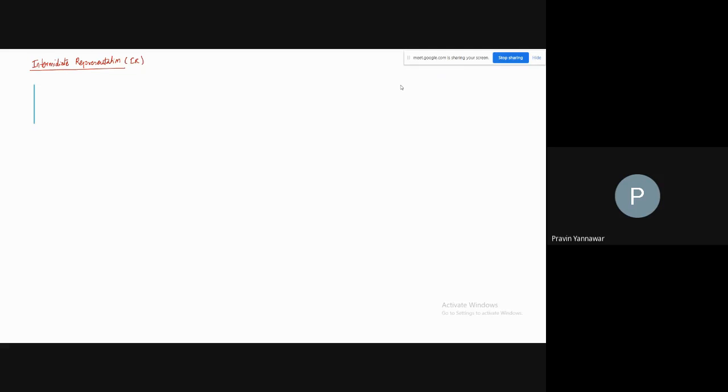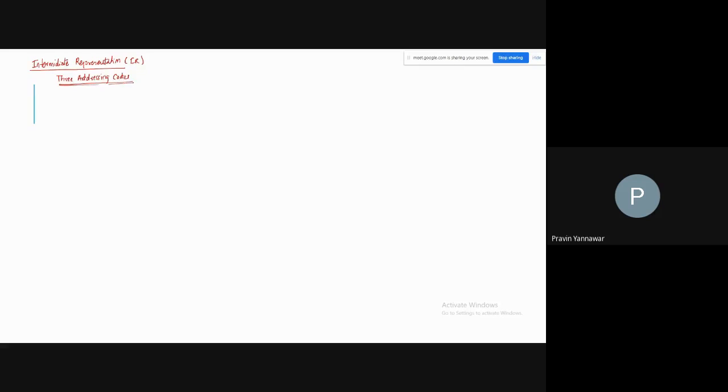So in case of intermediate representation, the most famous concept that comes here is three addressing codes. So we are going to work with three addressing codes. So what are the important points?